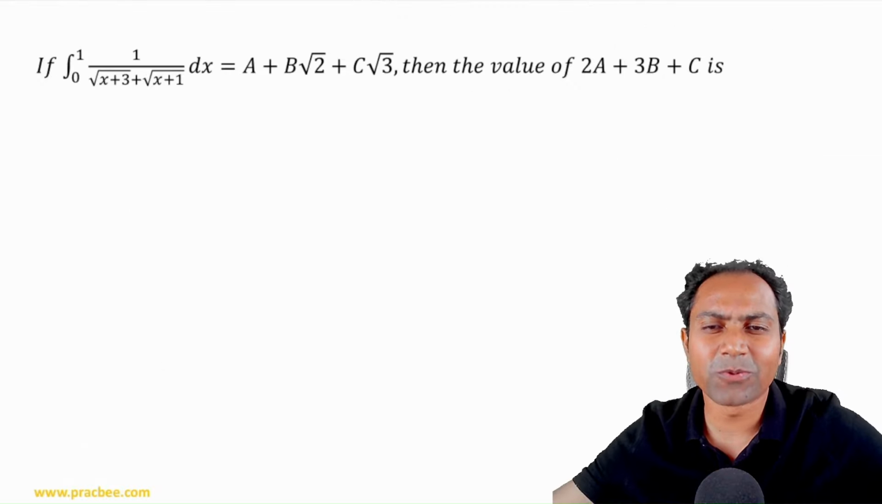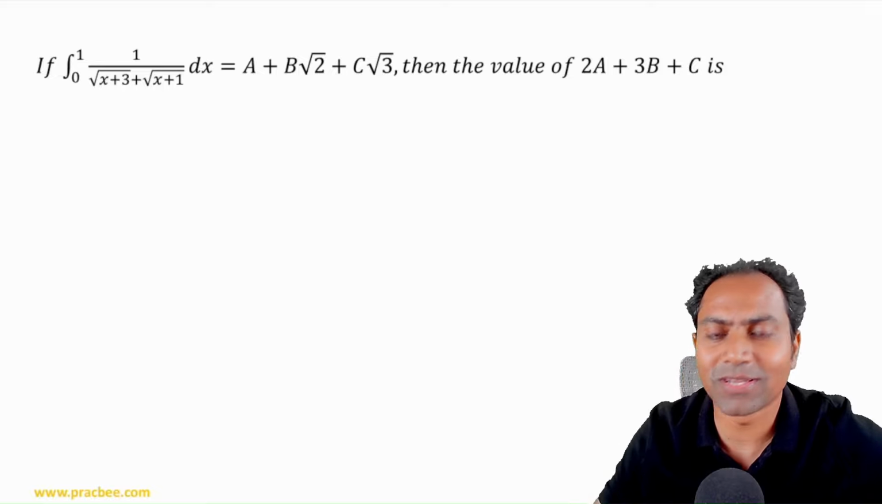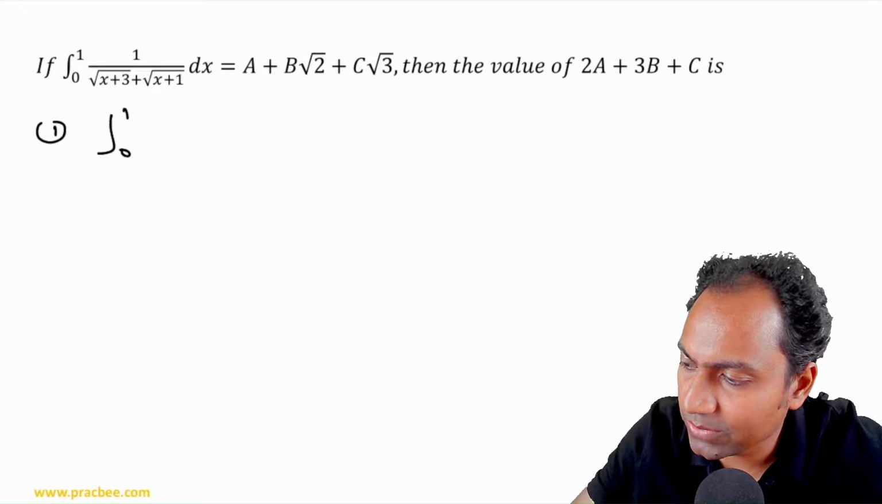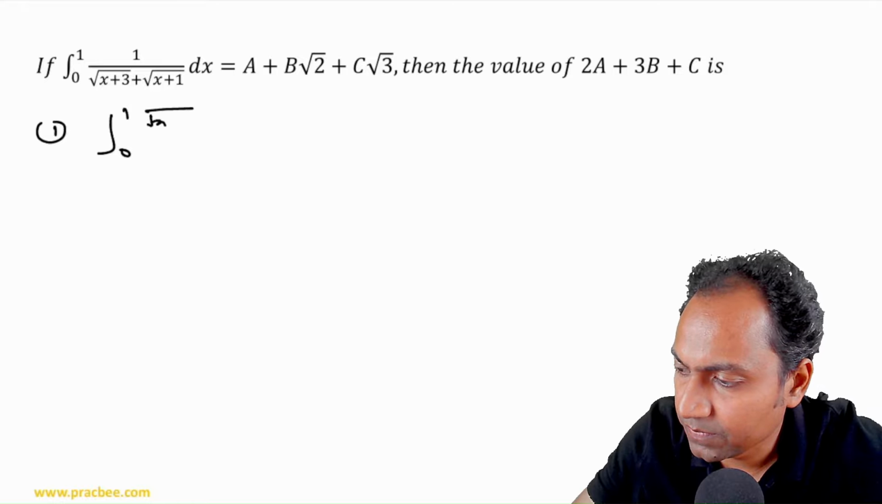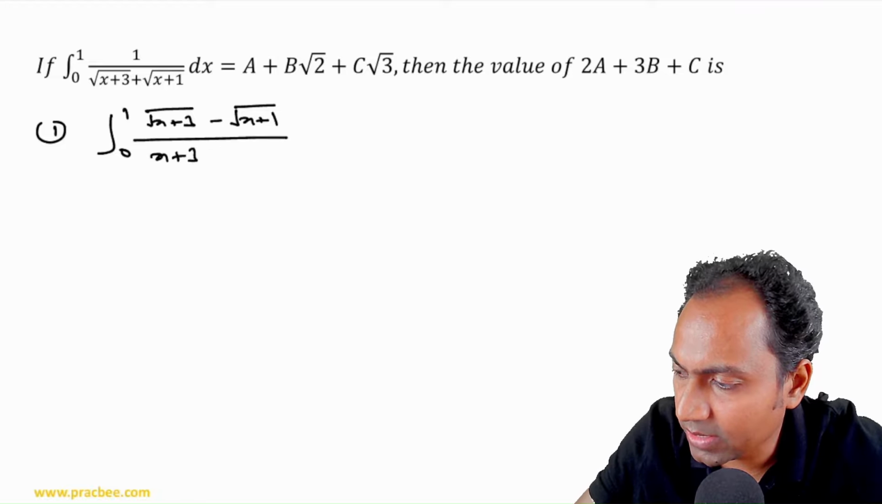Now again, a very simple question based on definite integrals. What we need to do in this question is, again such kind of questions are there in NCERT. We just need to rationalize it. So in the first step, you can write it down and rationalize it. So if I rationalize this with a root of x plus 3 minus root of x plus 1, what you will see is that the denominator is gone, because it becomes x plus 3 minus x minus 1 dx.